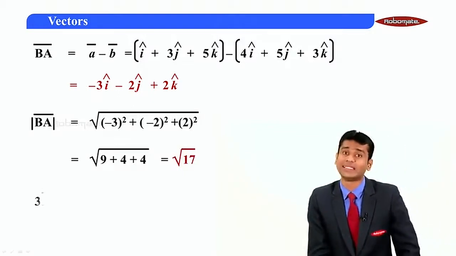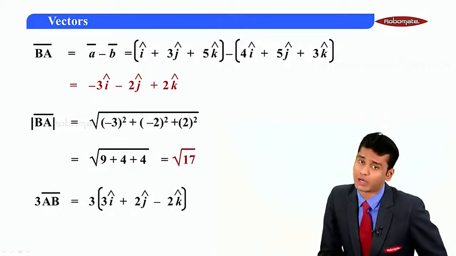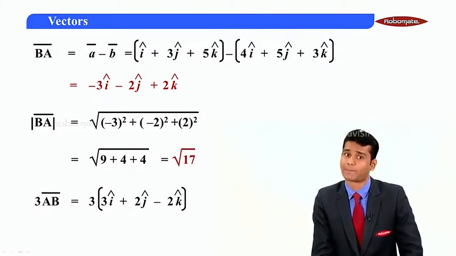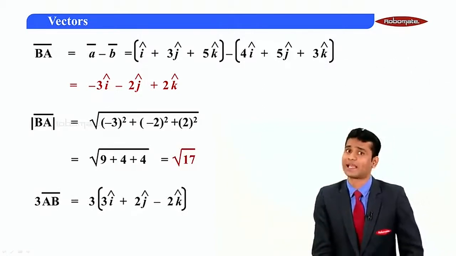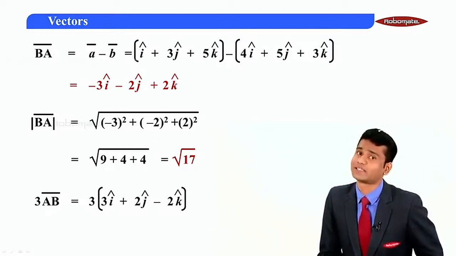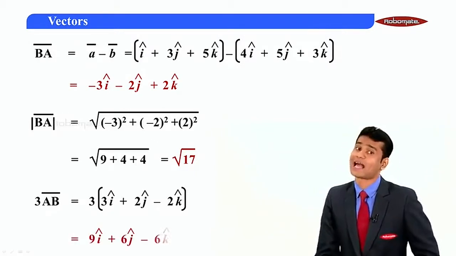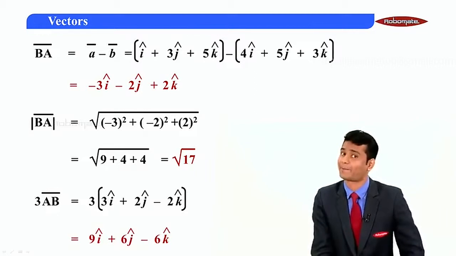Now I want to find 3AB bar. You have found AB bar just now. It was 3i cap plus 2j cap minus 2k cap. I am multiplying a scalar 3 to it. So my resultant vector 3AB bar is 9i cap plus 6j cap minus 6k cap.